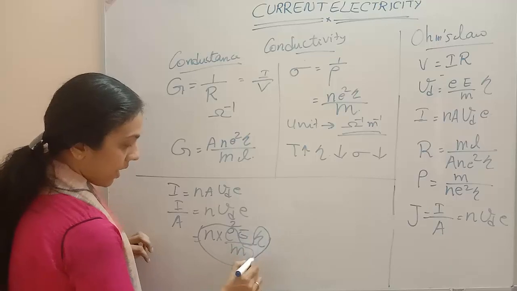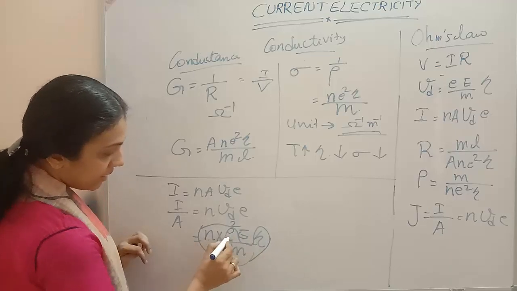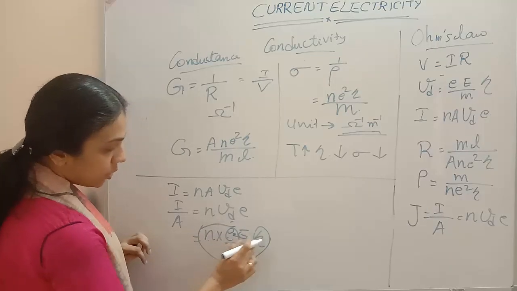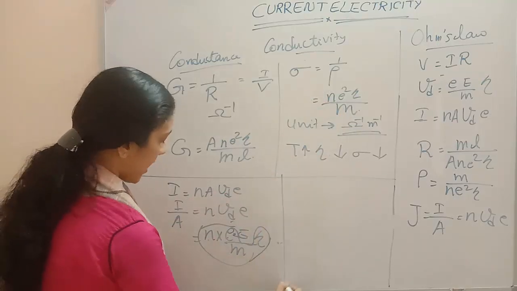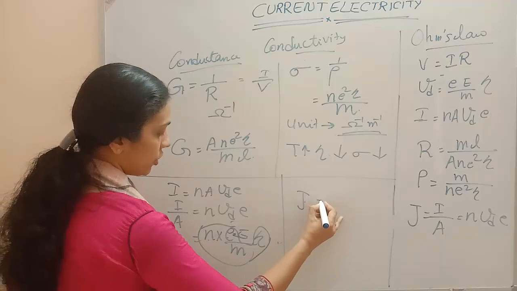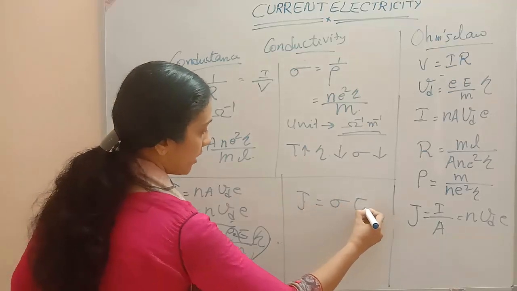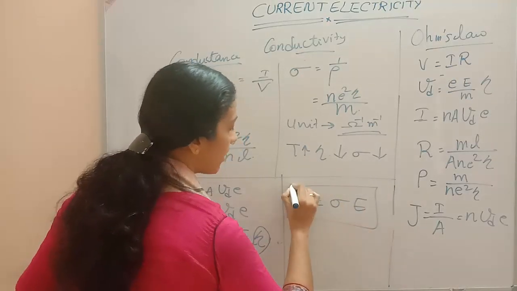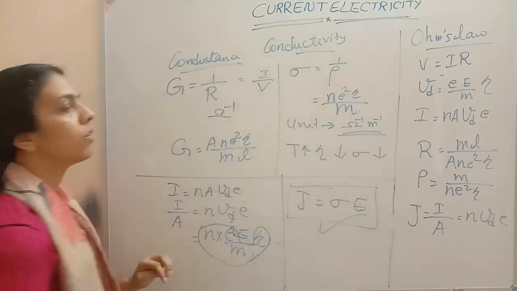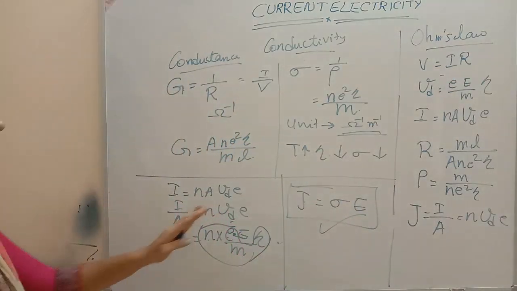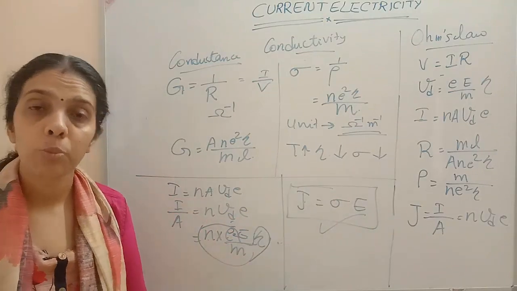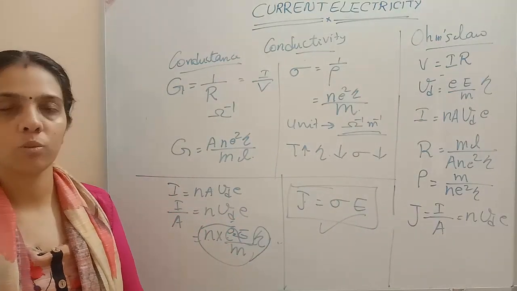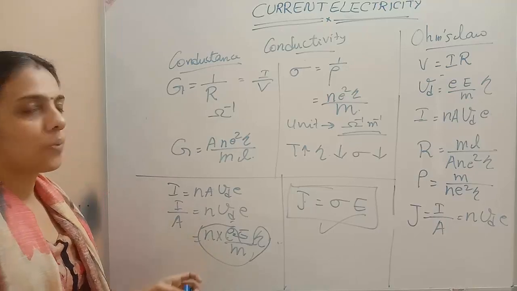So what is this value? Tell me. N e square tau by m. That is sigma. Okay. So what is I by A? I by A equals J. J equals sigma into E. This is another form of representation of Ohm's law. J equals sigma E is the microscopic form of representation of Ohm's law. Clear? So this is very important.